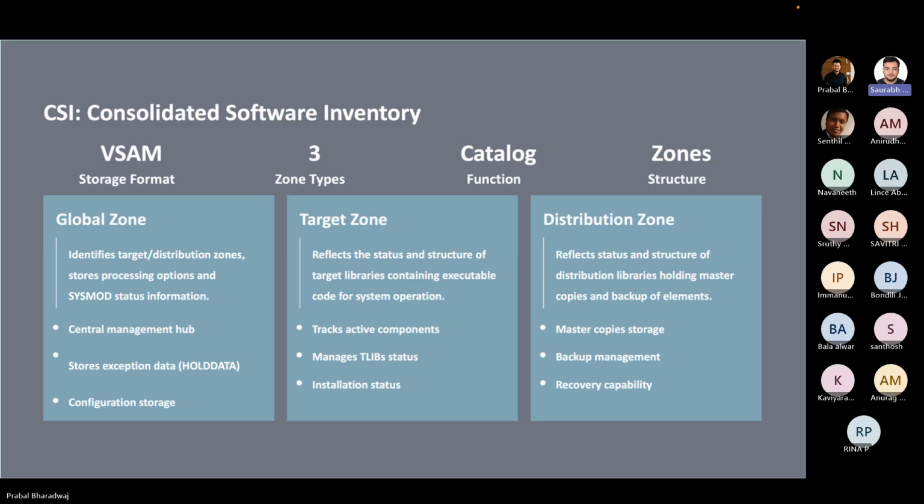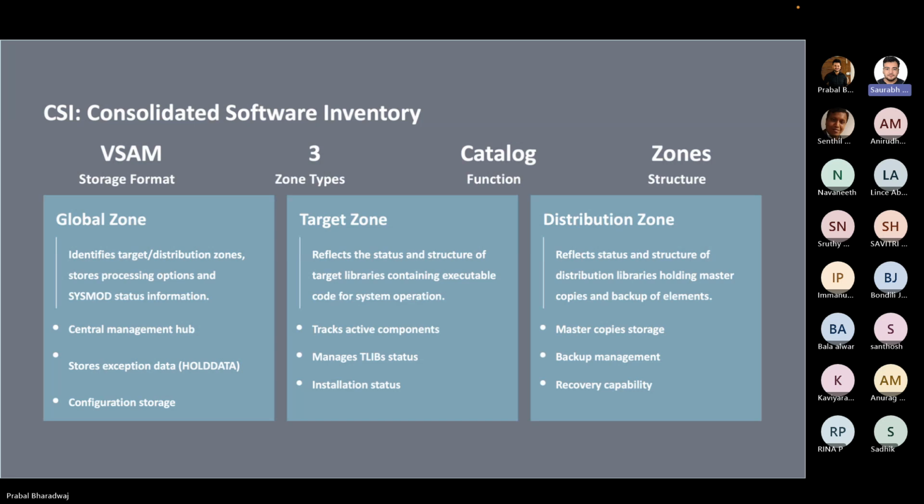Okay, so now that we understand SYSMODs and their types, the next big question is: where does SMP keep all this information? We touched on it a little at the start, and we know the answer. The answer is CSI. CSI stands for Consolidated Software Inventory. It acts as the brain of the SMP. If CSI is damaged, SMP cannot function correctly. Without CSI, SMP is nothing.